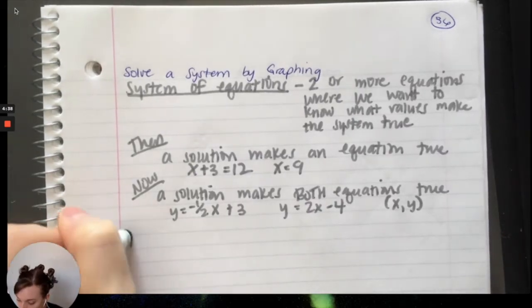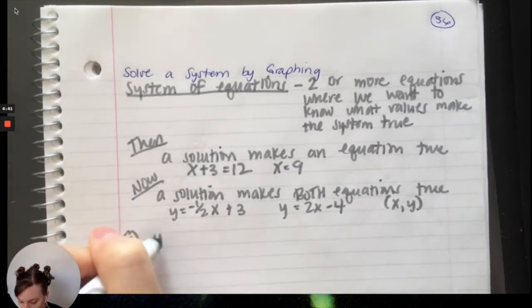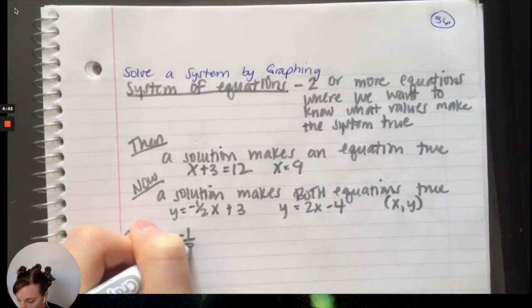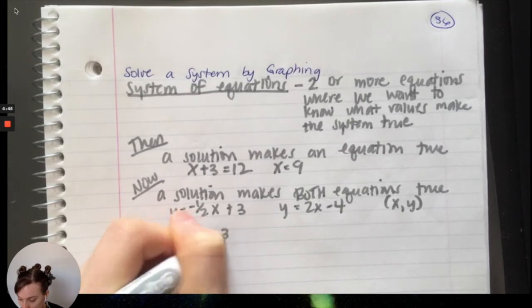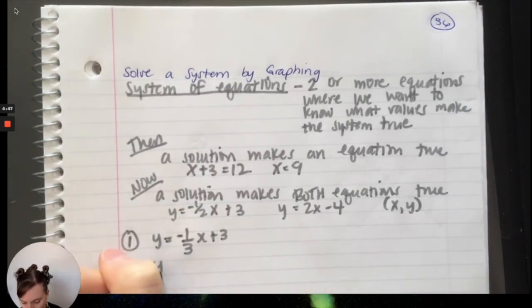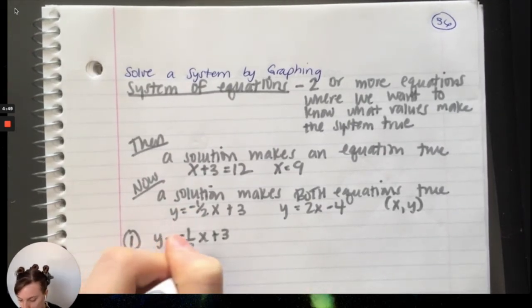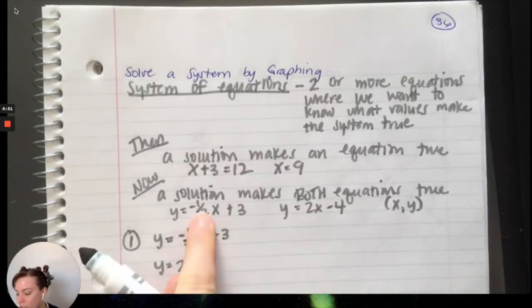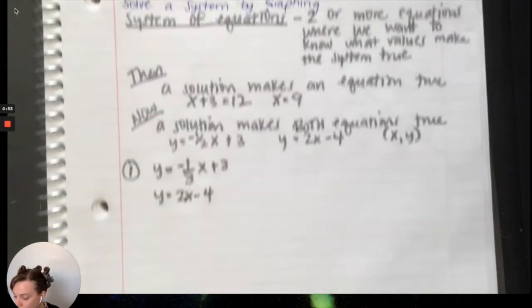So our first example is going to be y equals negative 1/3 x plus 3. And actually, never mind. You can do the one that I just wrote up here on your own. I did a typo. I forgot to put the 3. I put a 2 instead.